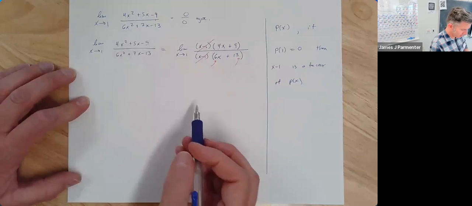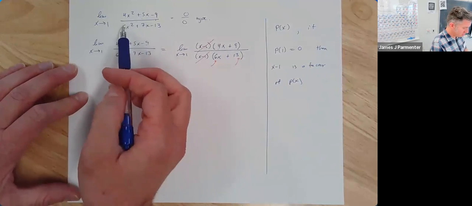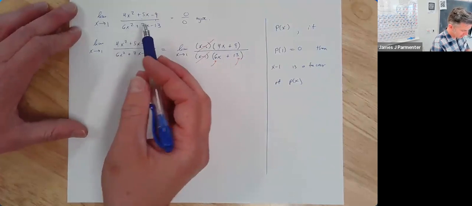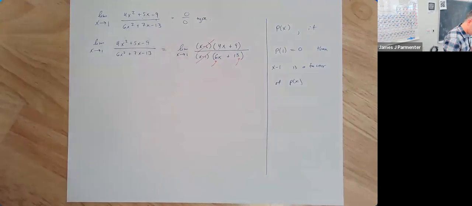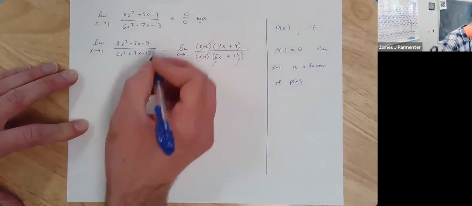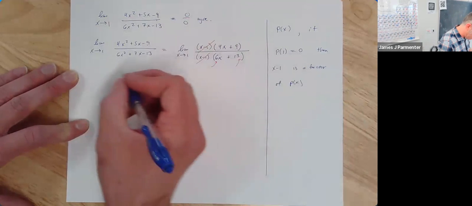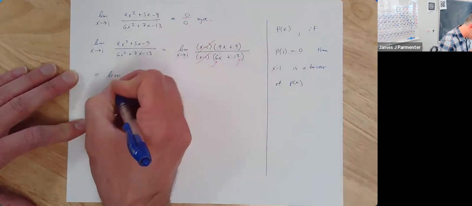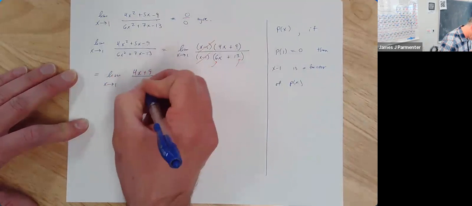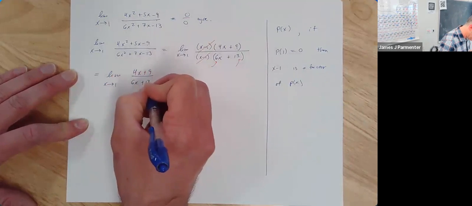Oh, a couple things about notation here, right? Every time you write this, you should be writing the limit as x approaches whatever of your thing, and then it's equal to this, and then the limit of that of this equal to that. I'm going to write the limit one more time, although people like to skip this step. The limit as x approaches 1 of 4x plus 9 over 6x plus 13.